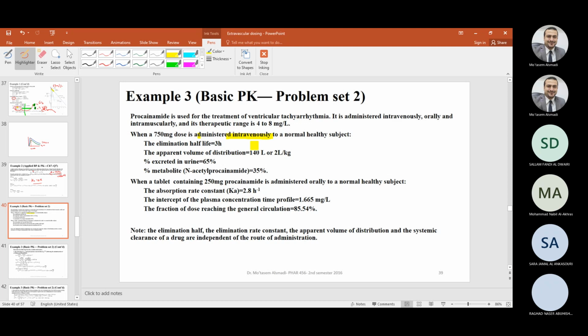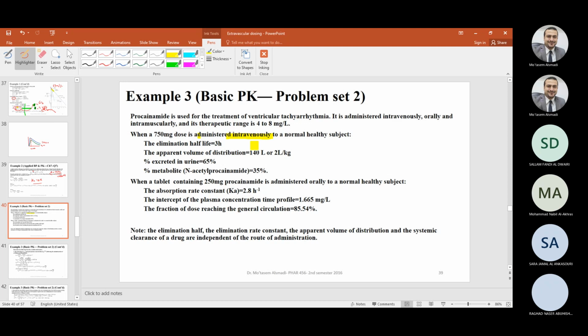If I change the route from intravenous to oral, will they be modified? Do they depend on the route? Disposition parameters, again, which are the half-life, the VD, the FE and FM, all of these are dosing route independent. And if you take them from the IV, you can apply them to the oral, right? We'll go to the oral.